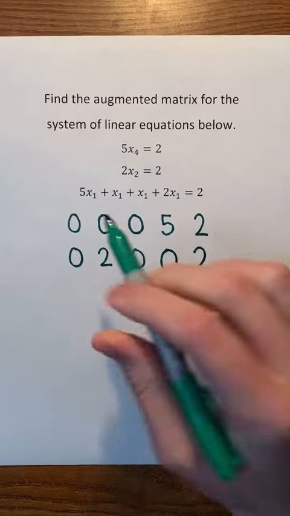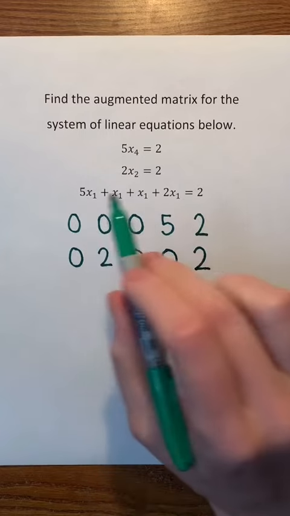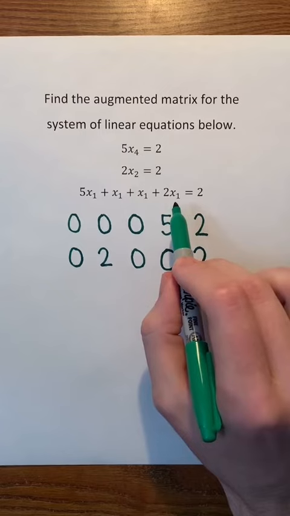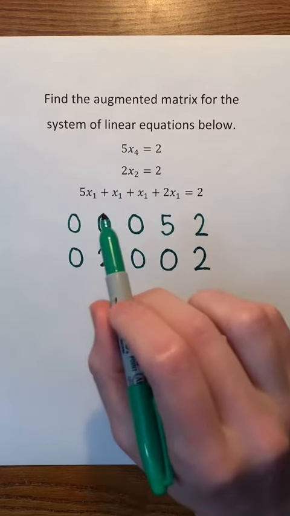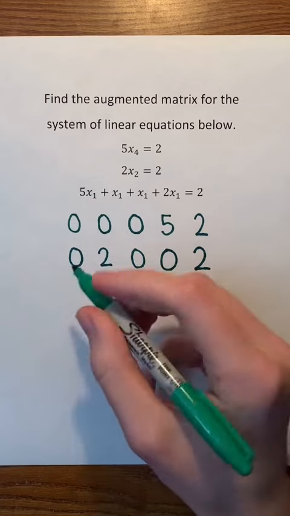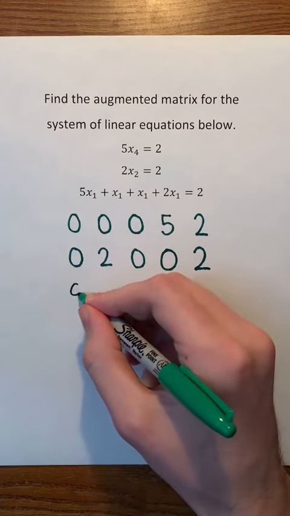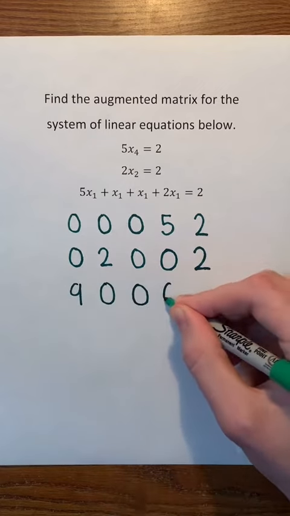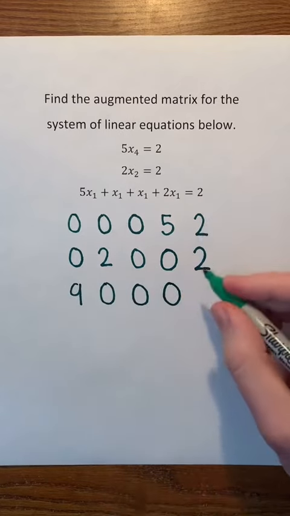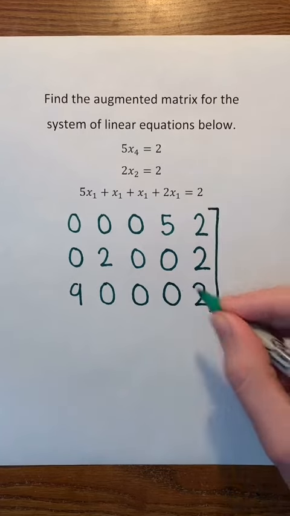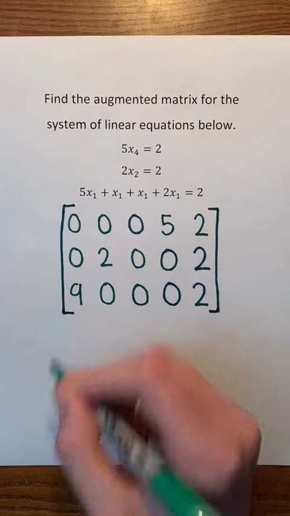In the third equation, notice that the only variable we have is x sub 1, but it appears multiple times on the left side of the equation. So, we just have to add the coefficients of the variables. 5 plus 1 plus 1 plus 2 is 9. So, the first number in the third row is going to be 9. The next 3 numbers are going to be 0. Lastly, the last number is going to be the constant on the right side of the equation, which is 2. Now, we can see that this is the augmented matrix.